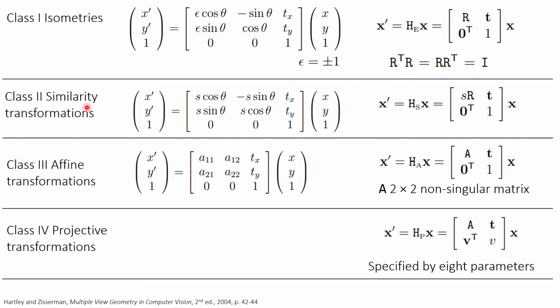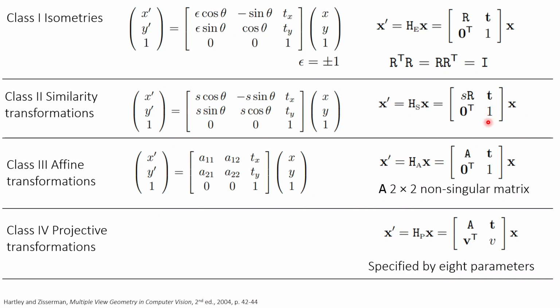Then we have class 2, the similarity transformations. If you take this one without epsilon being negative 1, you can add a scale S in front of all these numbers, and then you will not only rotate and translate the object, but you will scale it also. Scale equally in the x direction and y direction. So you can see it is SR, t is this vector, and 0 transpose, 1.